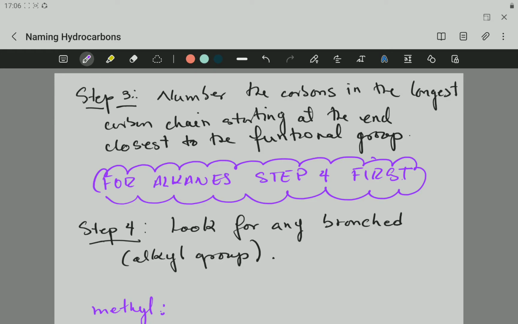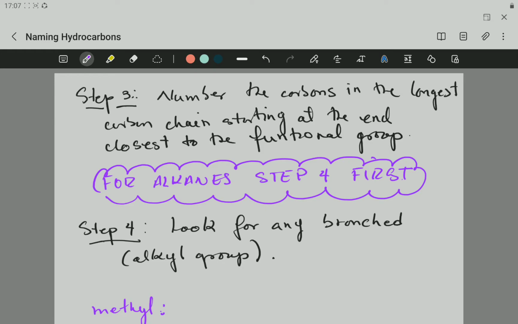However, for alkanes, we are going to do step 4 first. For all the other compounds, we are going to do step 3 as it is. Okay, we'll see another example just now. So, step 3, number the carbon in the longest carbon chain, starting at the end closest to the functional group. But because alkanes don't have a functional group, we are going to go to step 4 first.